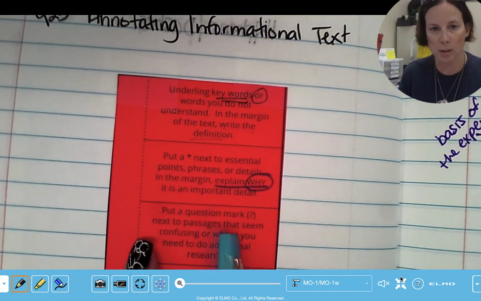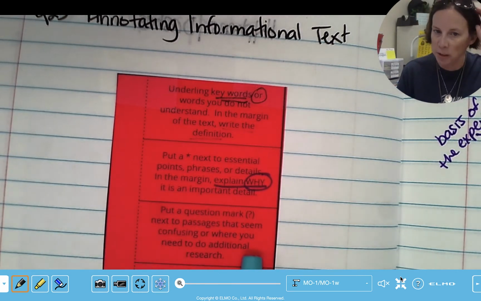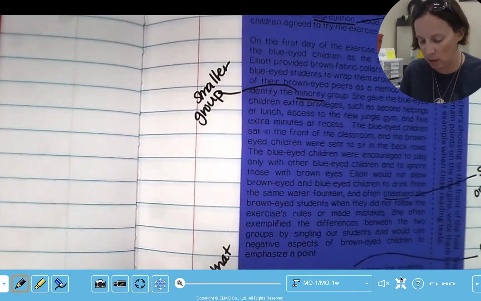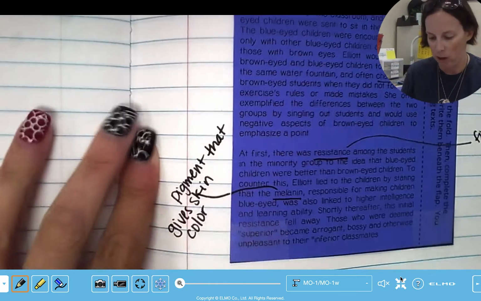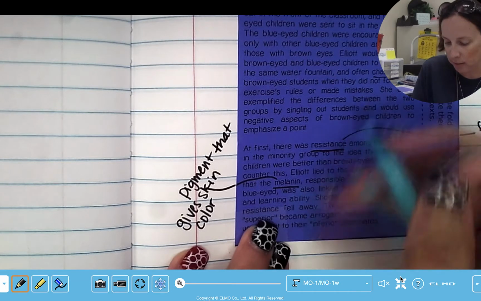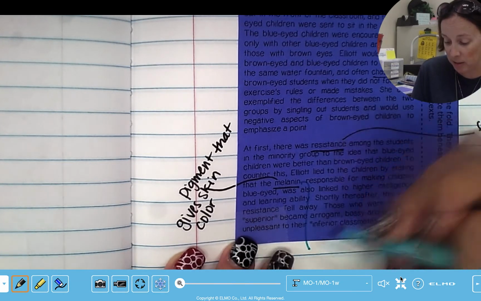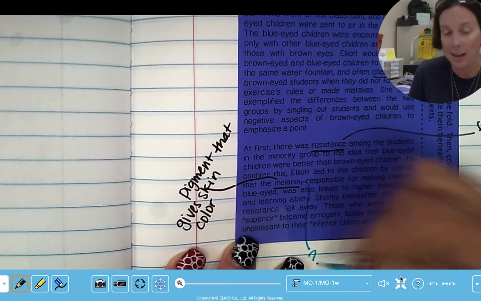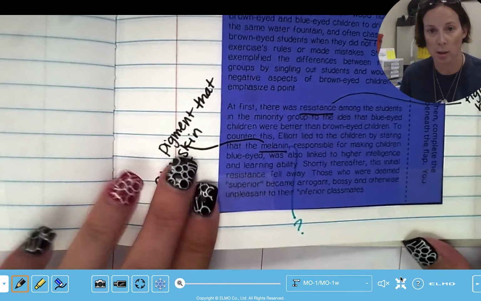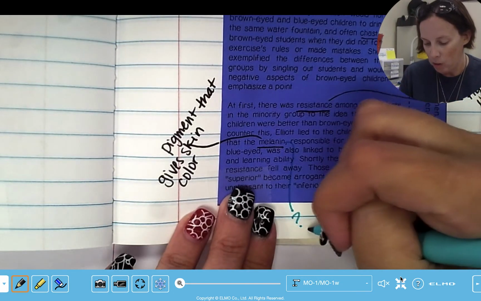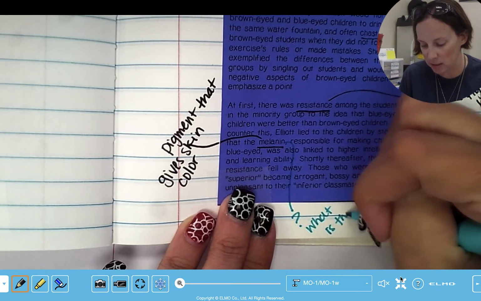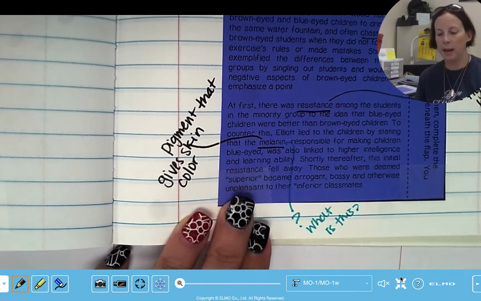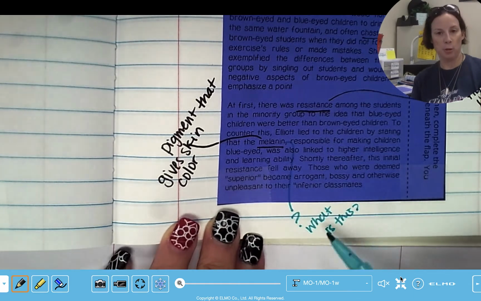Okay, so put a question mark next to a passage that seems confusing or where you needed to do additional research. So the one we did here was we went down to this last paragraph, and this melanin, I had to call Mrs. Galletti, so I obviously had to do more research. Okay, so we put the question mark and put what is this? Okay, but this, for when you're confused, that's fine.